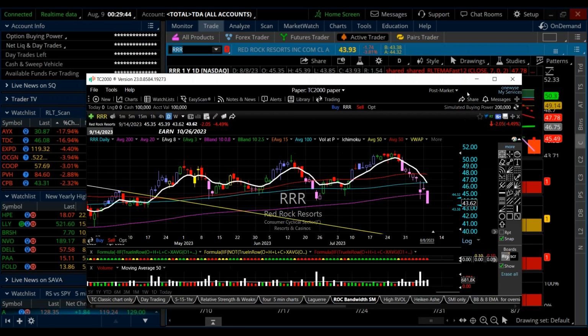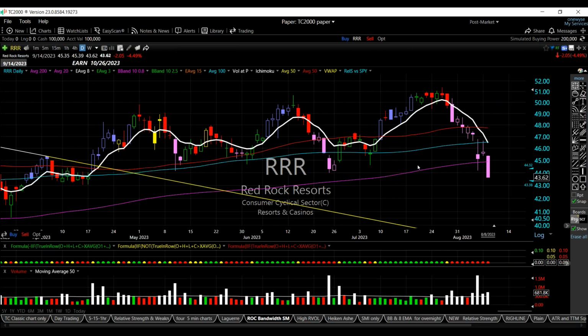All right, so here's Red Rock Canyon over here, Red Rock Resorts. Again, this is a fairly big down move. This is a big candle here today. That's a pretty big move on it.